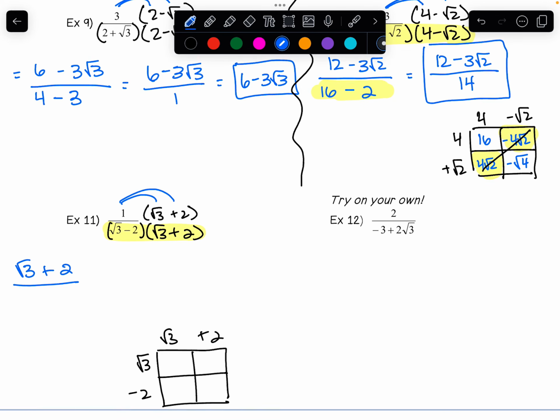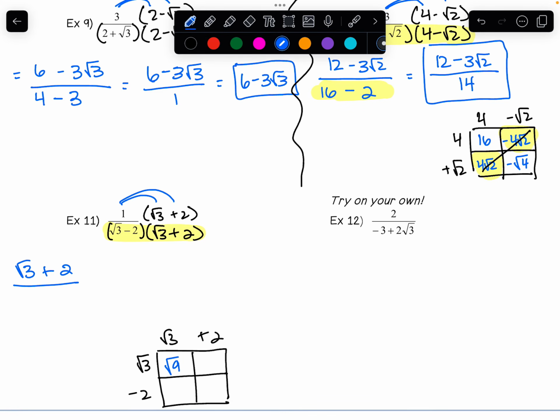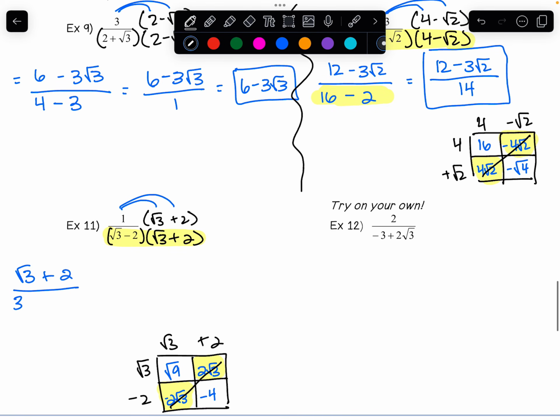The square root of 3 times the square root of 3 is the square root of 9. Here I'm going to get 2 square roots of 3, negative 2 square roots of 3, and negative 4. What's the square root of 9? 3. 2 square roots of 3 minus 2 square roots of 3 is 0. These cancel. And then I have my minus 4. So I have square root of 3 plus 2 divided by negative 1. Well, that's just going to be the negative square root of 3 minus 2. This is my answer.